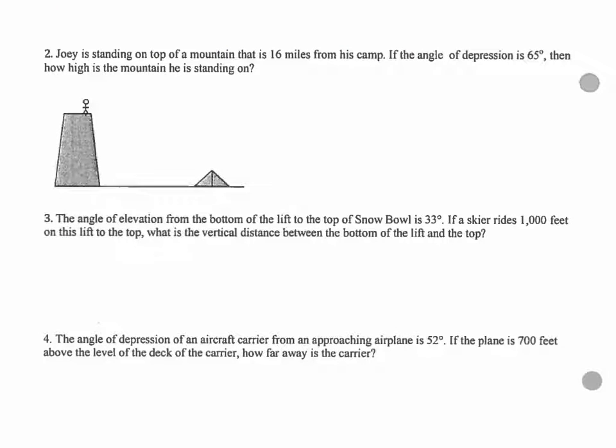So let's take a look at the next one. It says Joey is standing at the top of a mountain that is 16 miles from his camp. If the angle of depression is 65 degrees, then how high is the mountain that he's standing on? Alright, so I'm going to connect Joey to his camp, and this is going to drop down, and it's going to form a right angle. Okay, he's standing on the top of a mountain that's 16 miles from his camp. So 16 miles from his camp. And it says the angle of depression is 65 degrees.